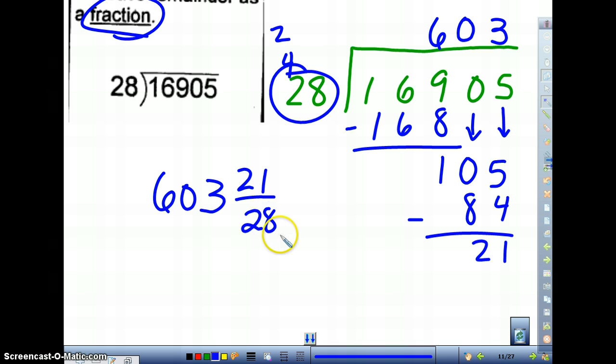You need to see if this will reduce. Okay, they're both divisible by 7. Top and the bottom are both divisible by 7. So you get 603 and 3 over 4. That's your answer.